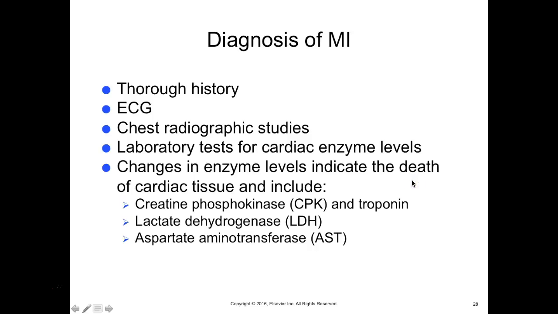All right, so diagnosis: history, chest pain, what happened, EKG, chest X-ray, and then laboratory tests, and those will reveal cardiac enzyme levels that have increased. And so these changes in the enzyme level indicate death of the cardiac tissue. So these are some of the tests: the CPK, LDH, and the AST, and then also the troponin.